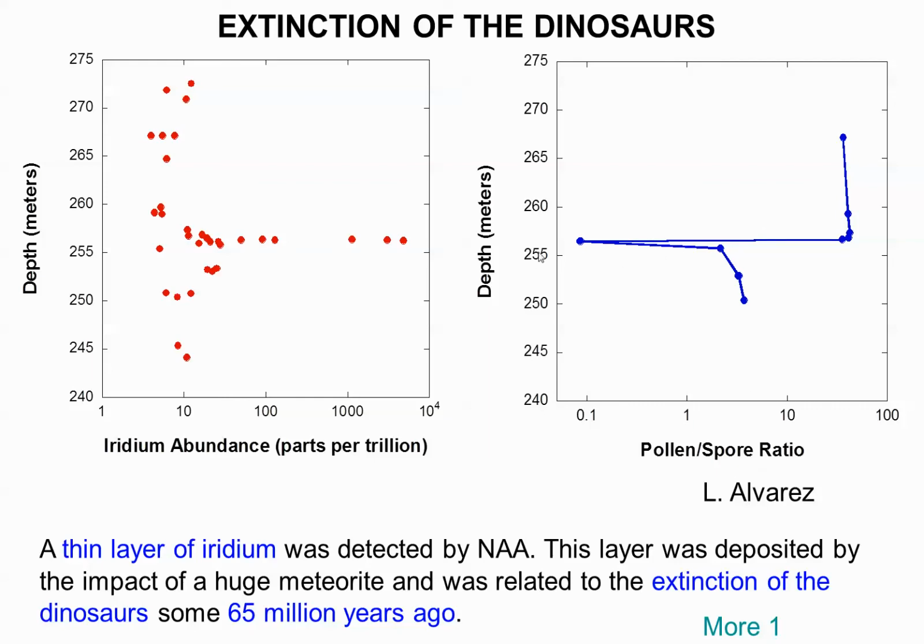In other words, impact of the meteorite was followed by death of vegetation. This happened 256 meters down, in other words 65 million years ago. This is a contribution by Alvarez.